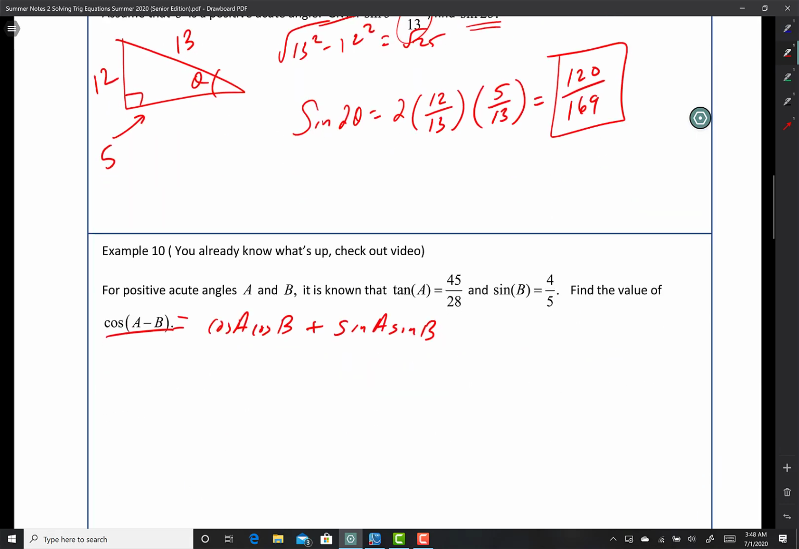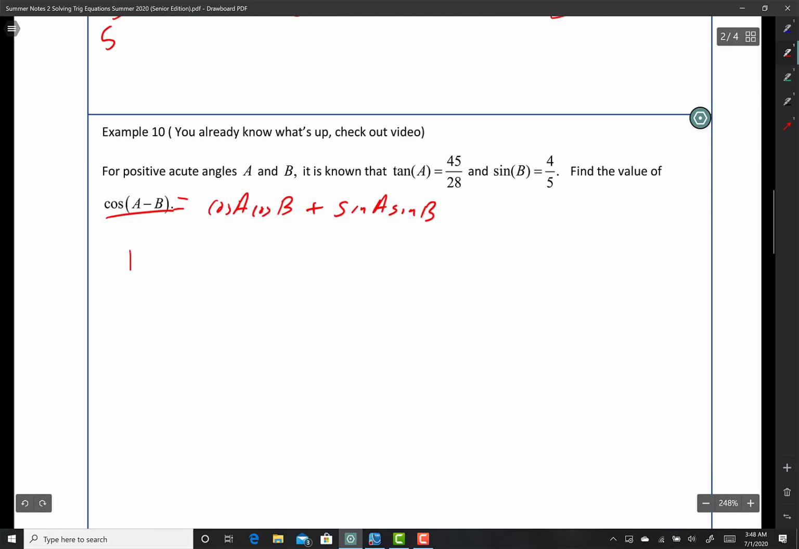So let's see. I have tan, and from tan I'm going to get sine and cosine, and I have sine B is 4/5. So let's go ahead and do this again. I guess I don't have to draw my triangle that large. Not to scale. Here's angle A. Tangent is opposite over adjacent. So this is 45. This is 28.